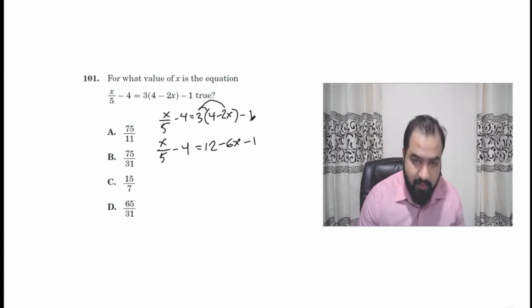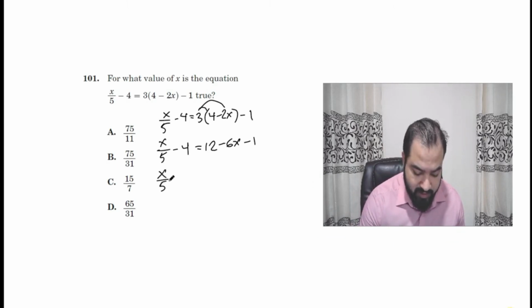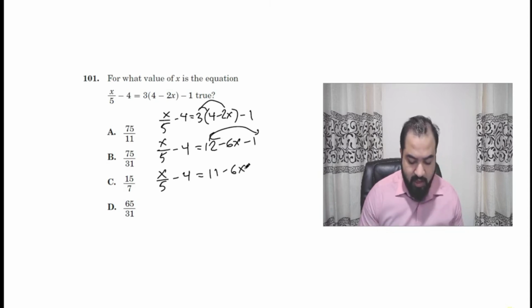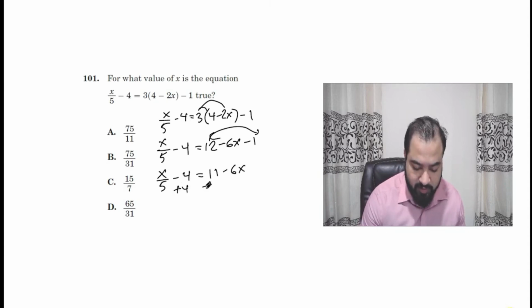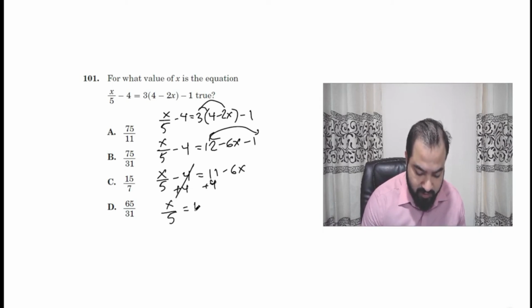Now we can combine like terms. There's nothing to combine on the left side, so we can leave it as it is. Now 12 minus 1 is 11, and then I have minus 6x. Now what I could do is plus 4 on both sides. So then we have x over 5 equal to 11 plus 4, which is 15, minus 6x.